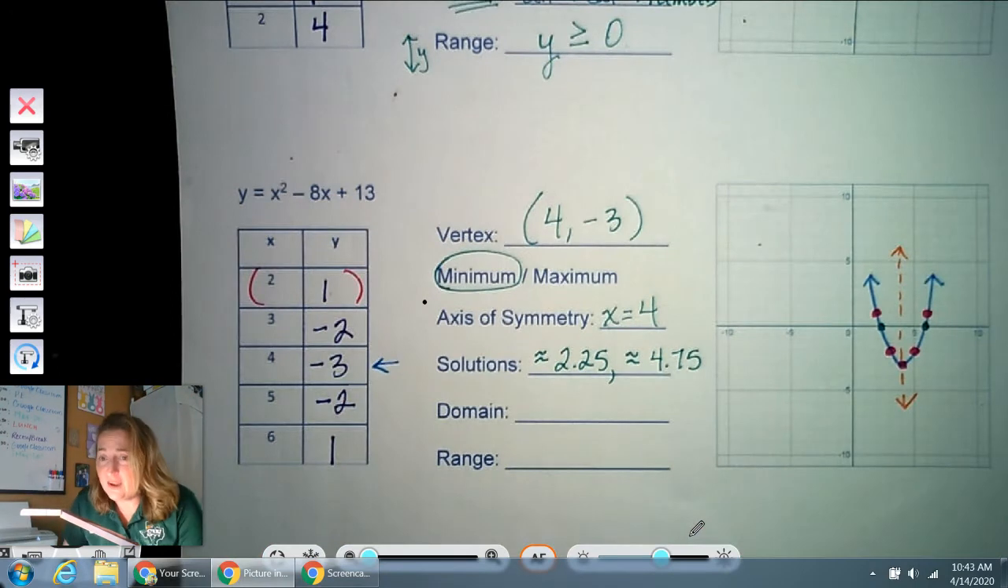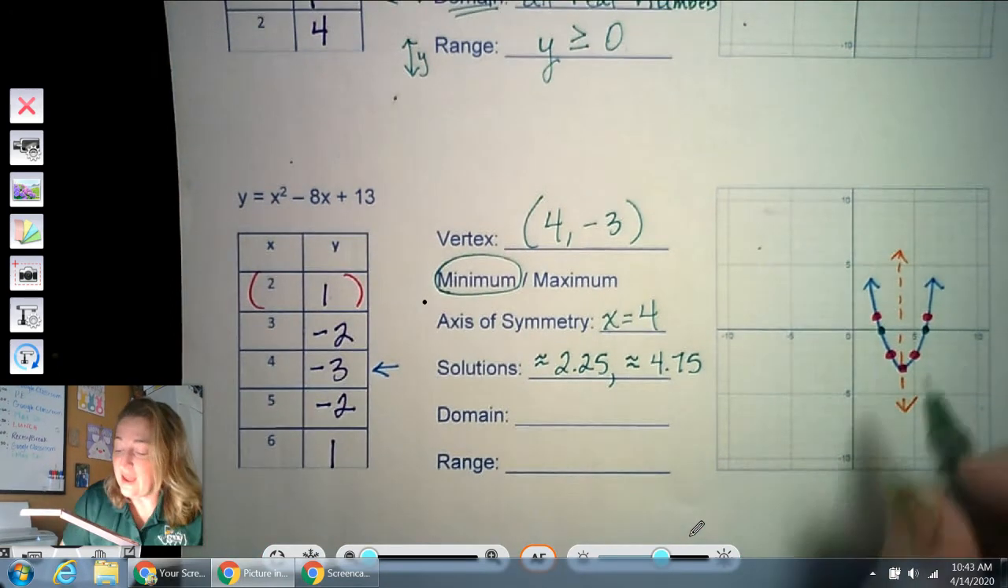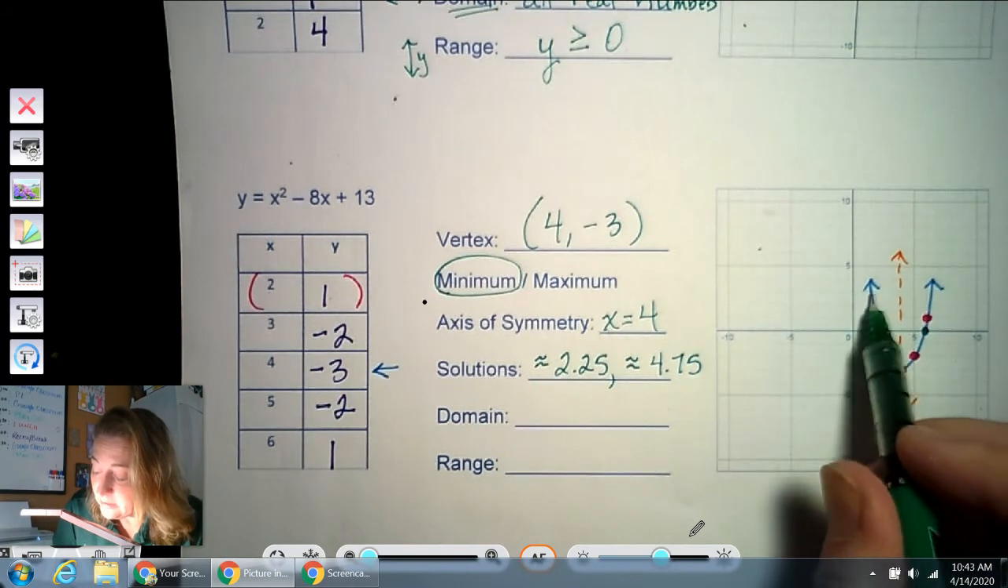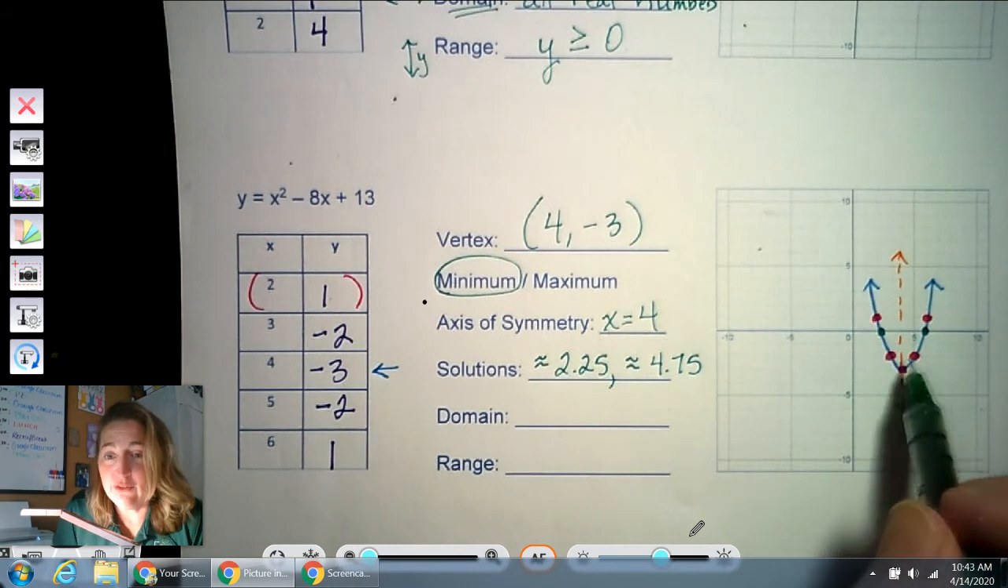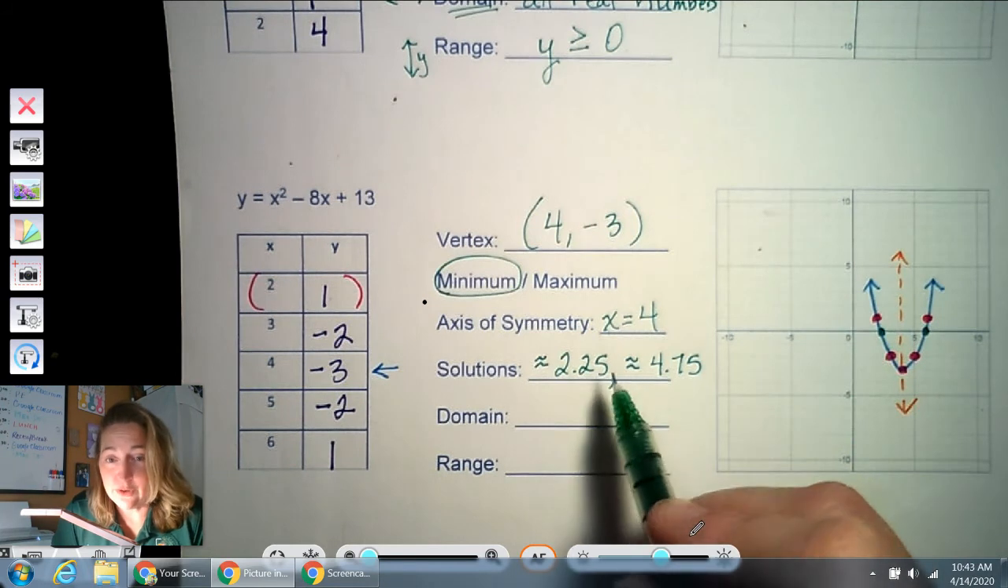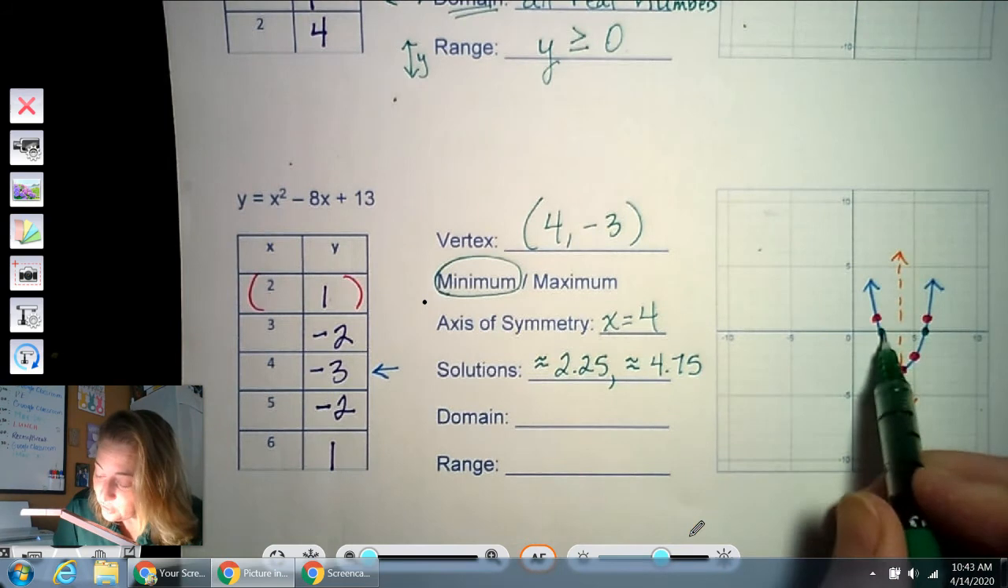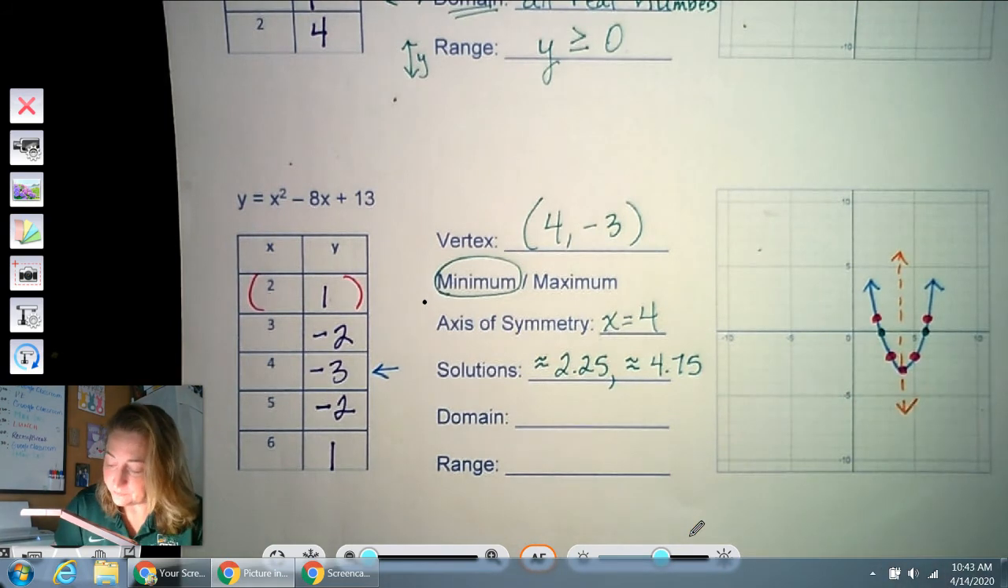If you're using a graphing calculator at this point, you can double check that. If I graph this in Desmos, you can actually trace, click on points on the parabola, and it'll give you the coordinates. So you might be able to get a little closer even to the solutions. But I'm just looking for a ballpark here. You're a little bit past 2 and just this side of 5.